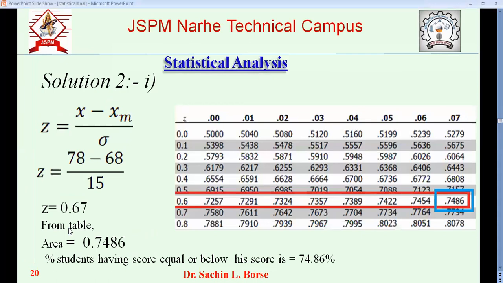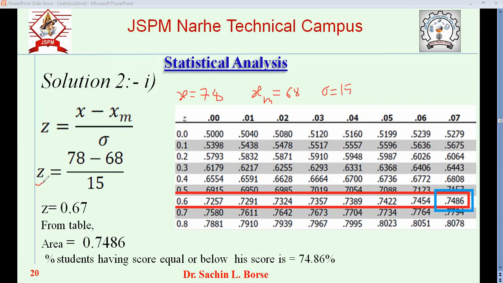We'll solve for case 1. In case 1, the X marks he obtained were 78. Then the mean was 68. You please check, I may be wrong. You calculate yourself. And the standard deviation sigma was 15 marks. Now from this you need to calculate Z.